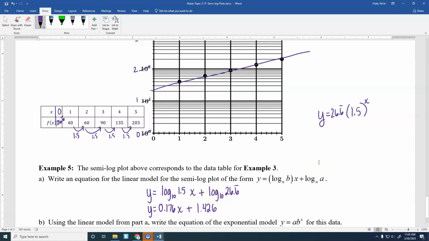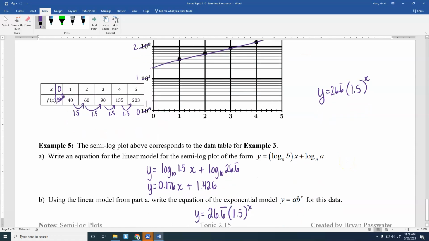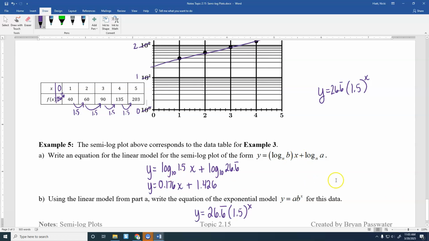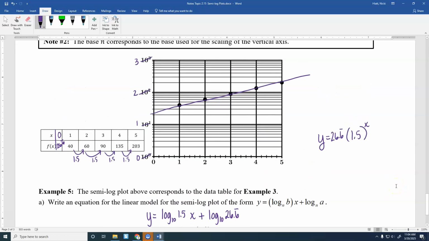Could you leave it in log form, or do you have to solve it out? I think it just depends on what they're asking you and how they leave it for the problem. I don't think it's going to be the bulk of what you have to do on these. Okay. Questions? All right.